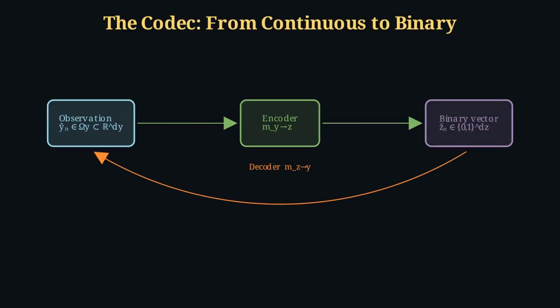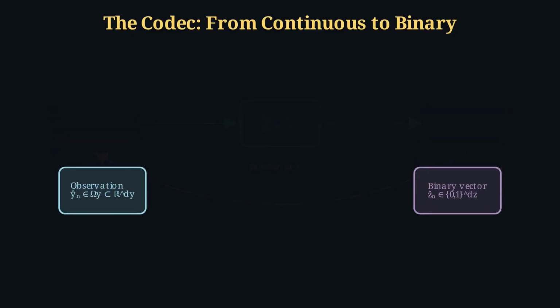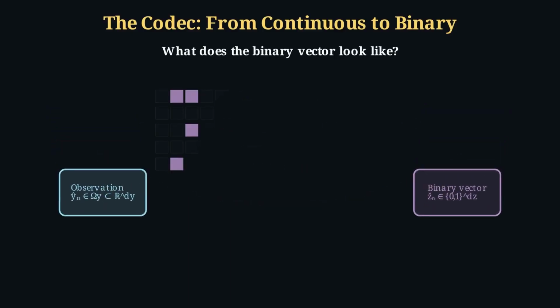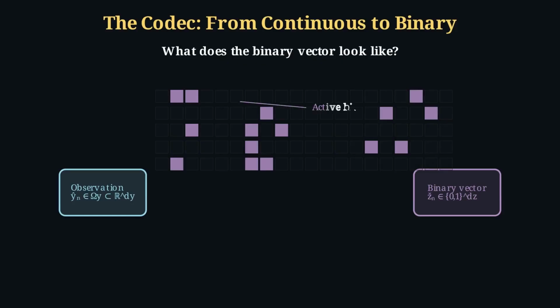Here is the pipeline. An observation yn in the continuous space omega y is passed through the encoder my to z, which maps it to a sparse binary vector zn in the space omega z. A decoder mz to y maps it back when needed. The binary space omega z consists of vectors in the set of 0-1 sequences of length dz. The key property is sparsity. Only a few bits are active at a time.